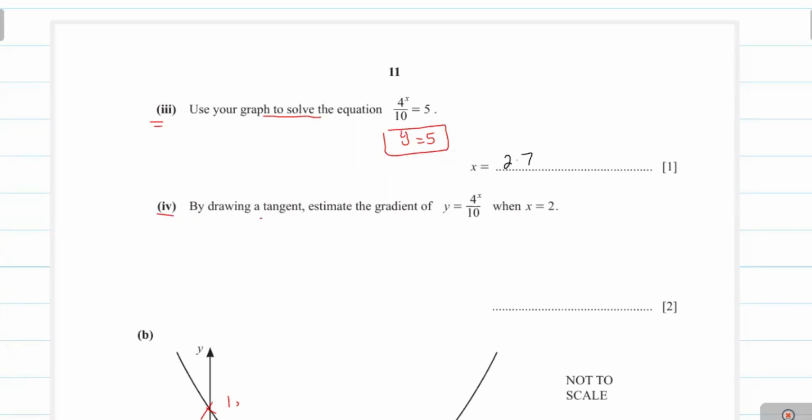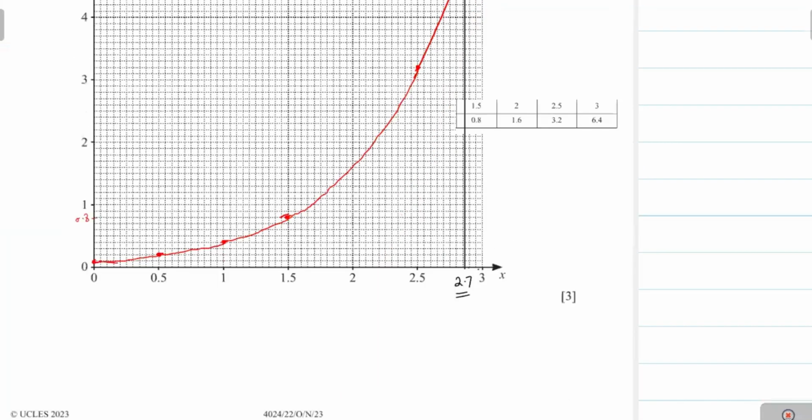Part 4, by drawing a tangent, estimate the gradient of y equal to 4 power x over 10 when x equal to 2. We will draw the tangent line at x equal to 2. You see here, this is the position at x equal to 2. We will draw the tangent line. And you see here, this is the tangent line at x equal to 2.